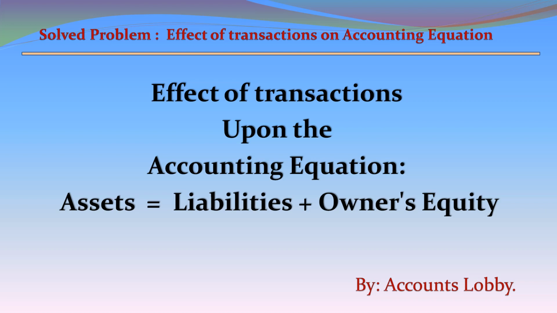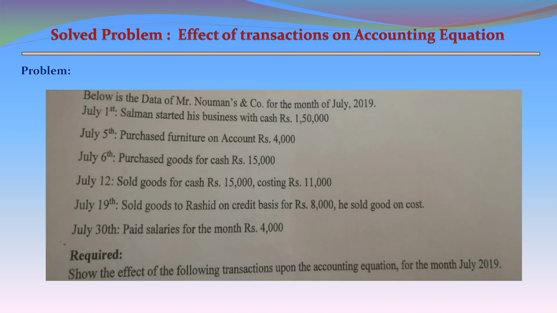Effect of transactions upon the accounting equation. Assets is equal to liability plus owner's equity. Below is the data of Mr. Noman and Company for the month of July 2019. July 1st, Salman started his business with cash 1,50,000 rupees.